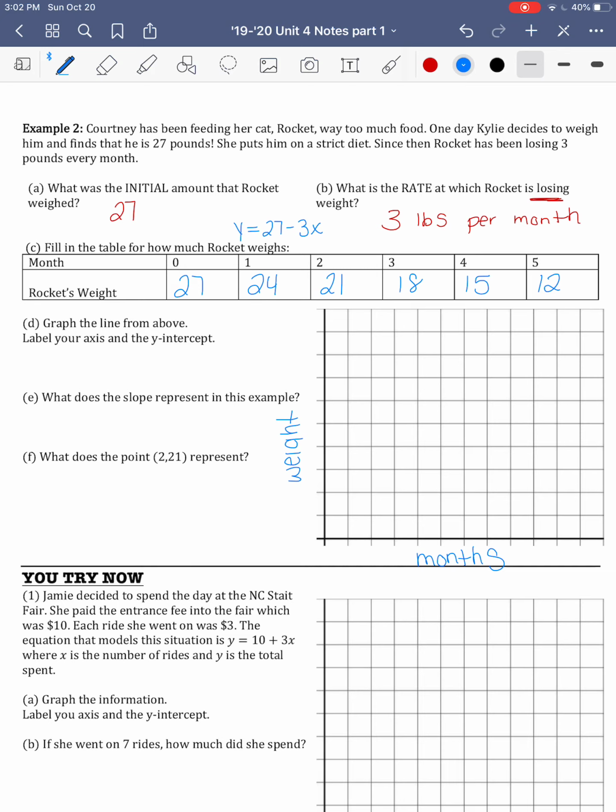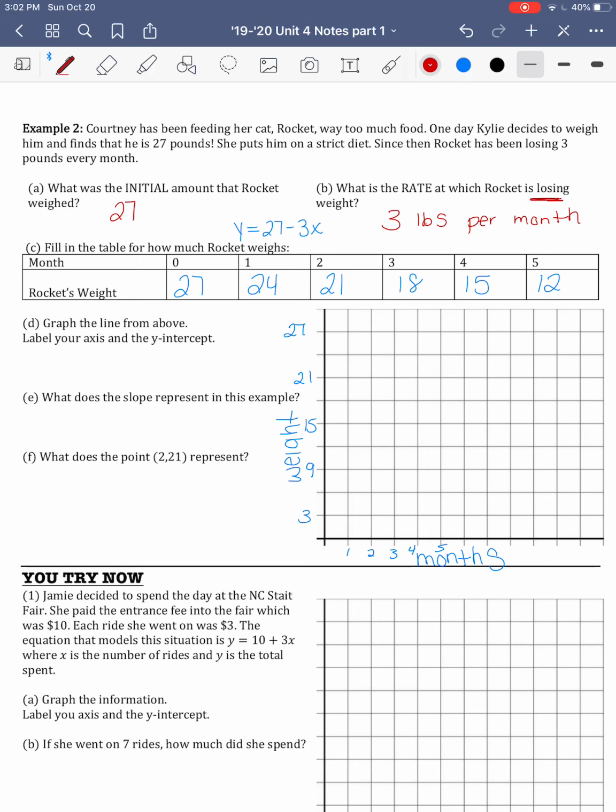So his weight has to be able to get up to 27. So let's go up by 3s. Okay, let's see if that even fits. So this would be 3, 6, 9, 12, 15, 18, 21. Let's see, 24. And then, perfect, 27. Okay, and then my months will go up by just 1s, 1, 2, 3, 4, and then 5.